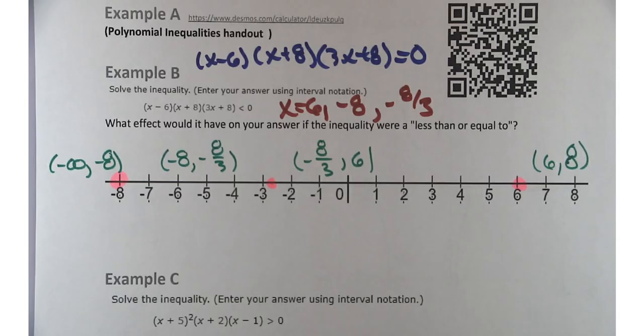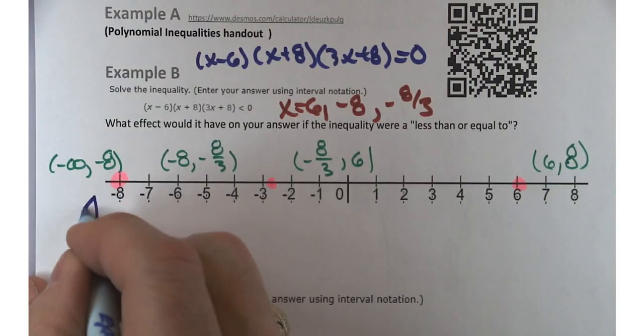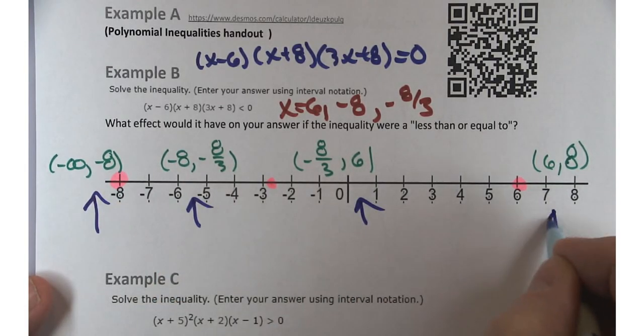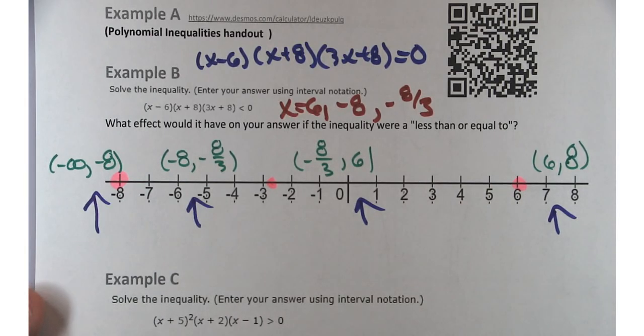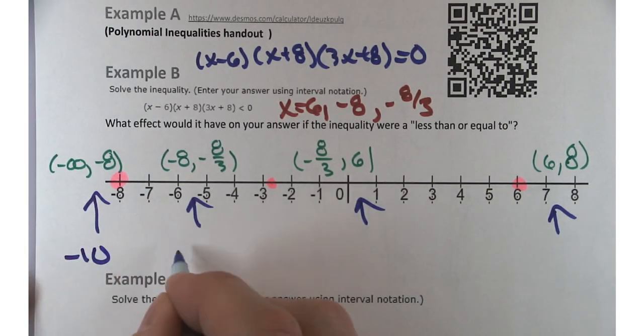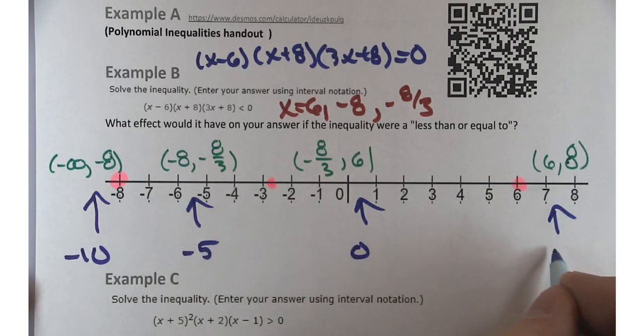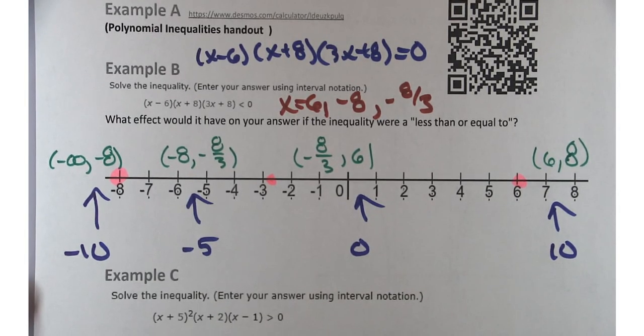Let's see. Ellie, how about some test points? What would be a point in each interval here? Negative 10. Good. Negative 5. Mm-hmm. 0, positive 10. Perfect. Now you're free to choose any points you want, just as long as they're in those intervals.